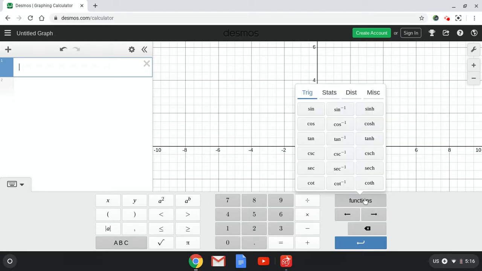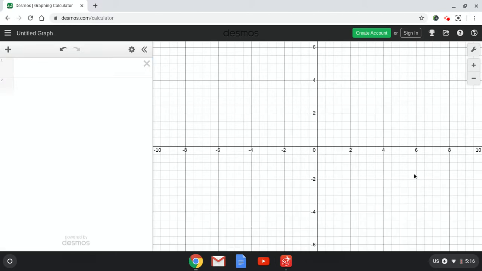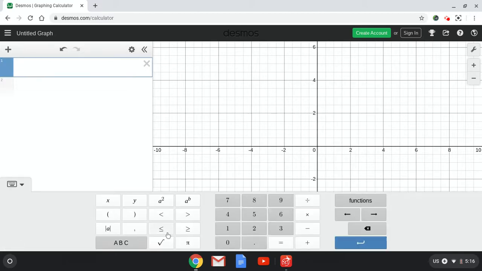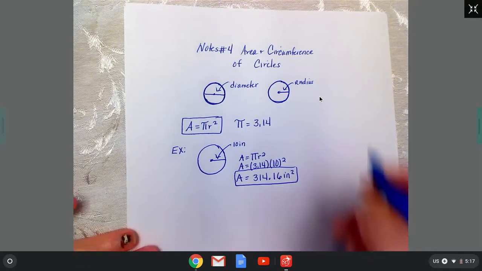If we look in functions, we might find pi. Oh, never mind. See it right there. So we could do pi times 10 squared. If they didn't have a pi button, we could use 3.14. So it's 314.16 inches squared. Okay, so we go back, and then we'll do another example.